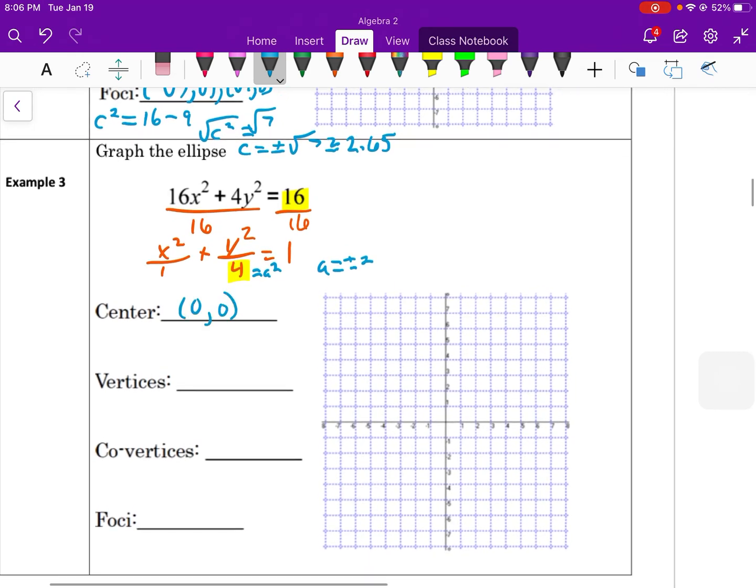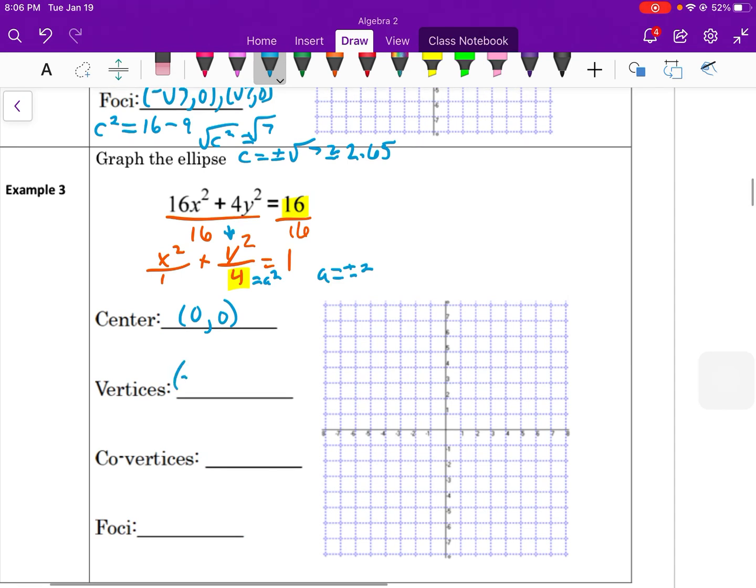These are all centered at 0, 0 in these examples. So the vertices are on the major axis. It lives under the y-axis. So the vertices will be 0, minus 2, and 0, positive 2. So centered at the origin, 2 units up and 2 units down. This is equal to b squared. So the square root of 1 is plus or minus 1.